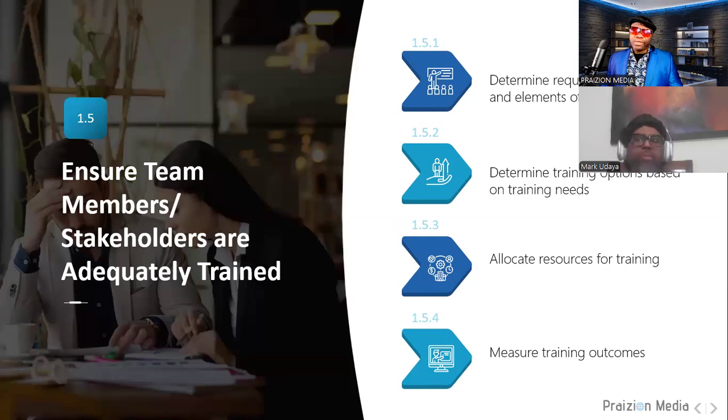Number five, ensure team members and stakeholders are adequately trained. This is really the develop team process. In the world of Agile, we have something called a skills marketplace where we cross train, we job shadow, we do pair programming, right? We do team pairing.